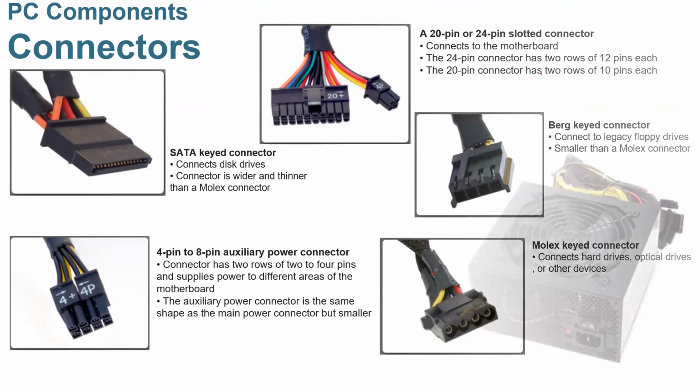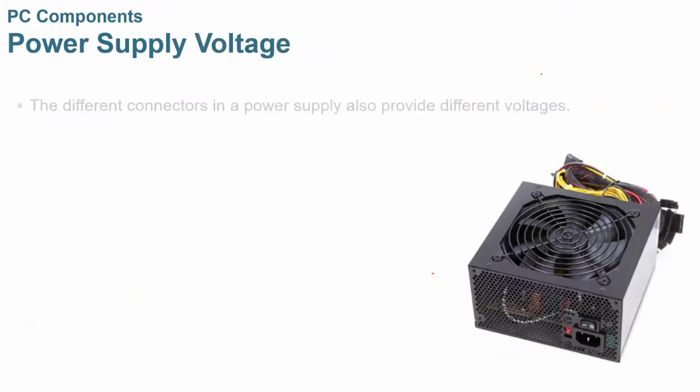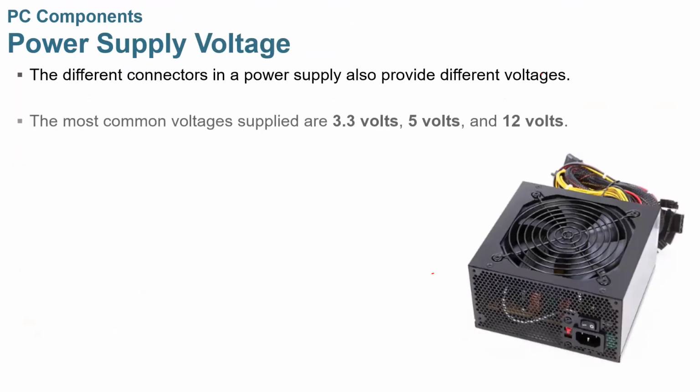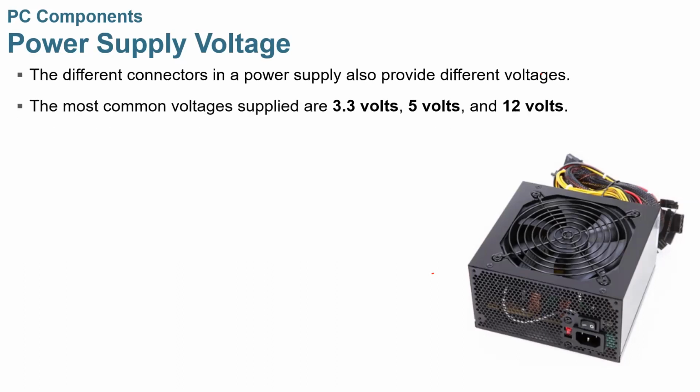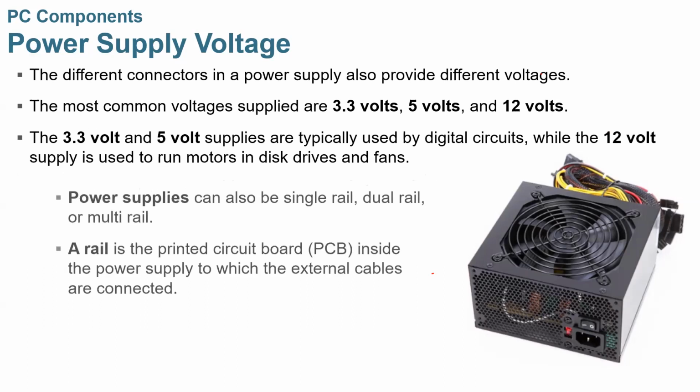The power supply comes with different voltages. You can find that the most common voltages supplied are 3.3 volts or 5 volts, and 12 volts, that is the highest, depending on what receives it. You find that the motherboard receives more power than some of the gadgets that you have on your machine. So the power supply supplies power to the rest of the components on the machine.